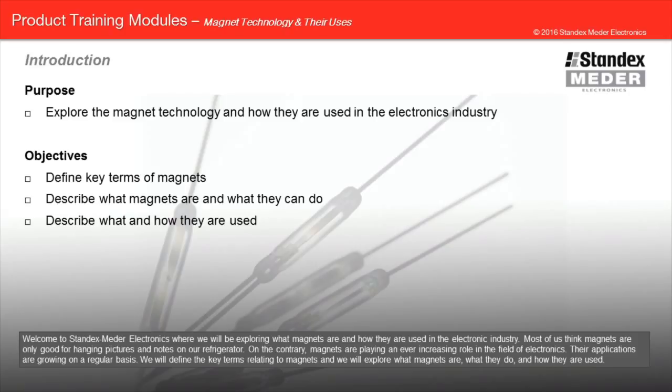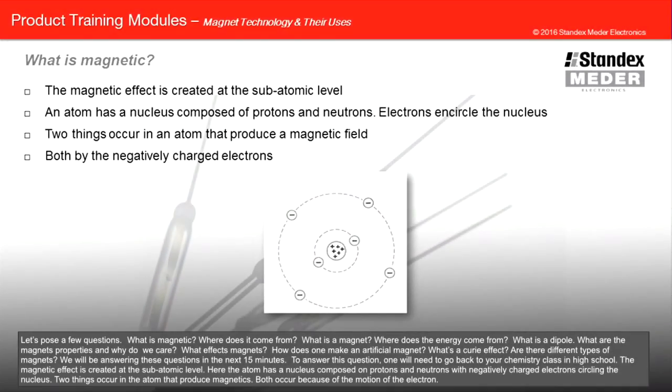We will define the key terms relating to magnets, and we will explore what magnets are, what they do, and how they are used. Let's pose a few questions. What is magnetic? Where does it come from? What is a magnet? Where does the energy come from? What is a dipole? What are the magnet's properties and why do we care? What affects magnets? How does one make an artificial magnet?